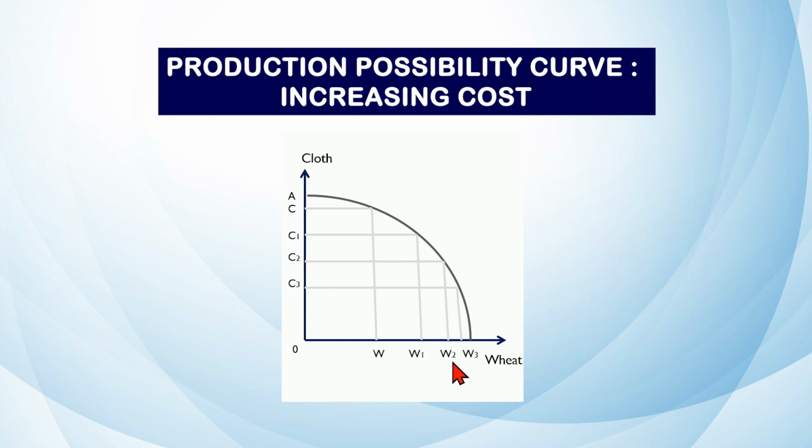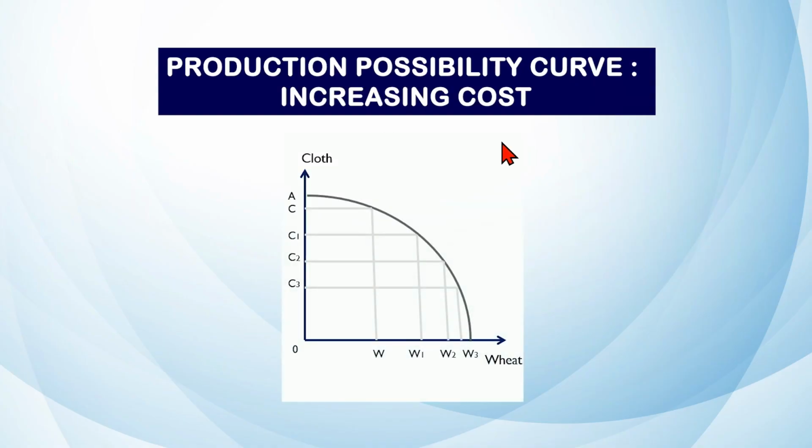So what does that mean? The more you go from left to right along the curve, the amount of wheat that you can generate by sacrificing the same identical amount of cloth, this ratio is gradually going down. It means the extra wheat production that I am getting by sacrificing 1 unit of cloth is declining. This means production of wheat is becoming more and more costly, and the implication is that the cost of producing wheat is gradually increasing.